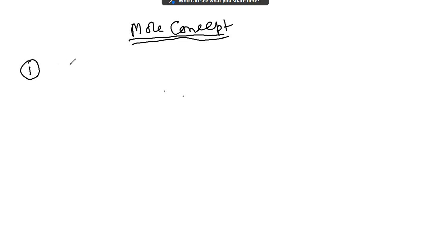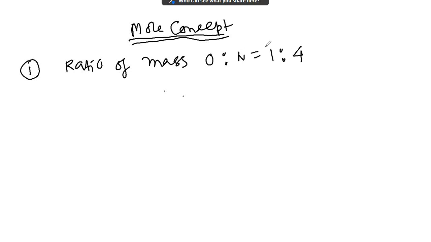Question number 1. In a compound, the ratio of mass of oxygen to nitrogen is given as 1:4. They are asking the ratio of moles, which you have to find out. In solving a question you should take a maximum of 1 minute, so you should be quick enough to do the calculation. Look at how we proceed to do the sums.